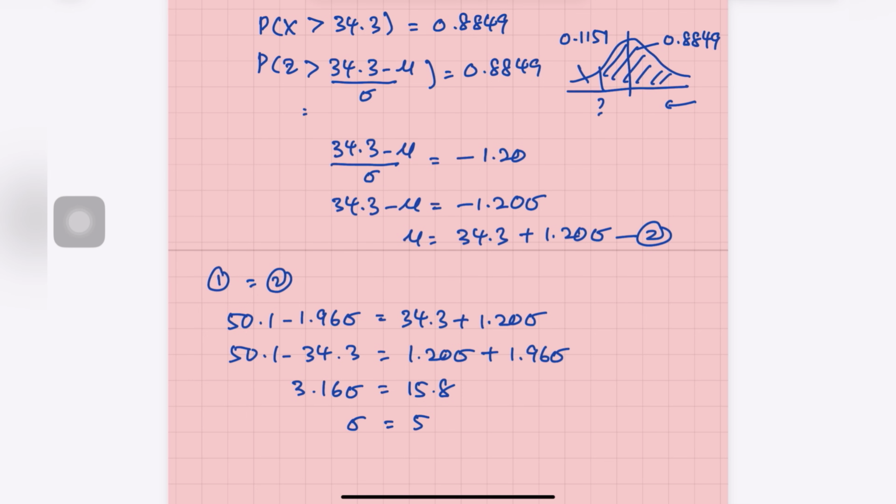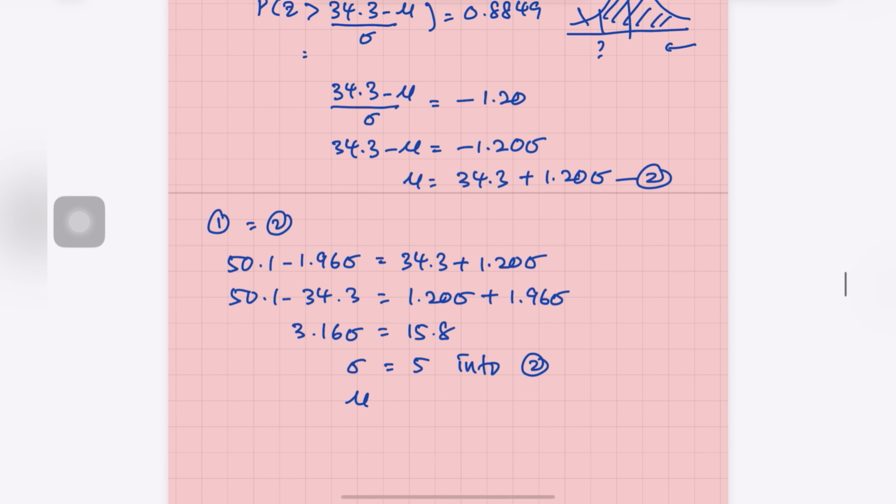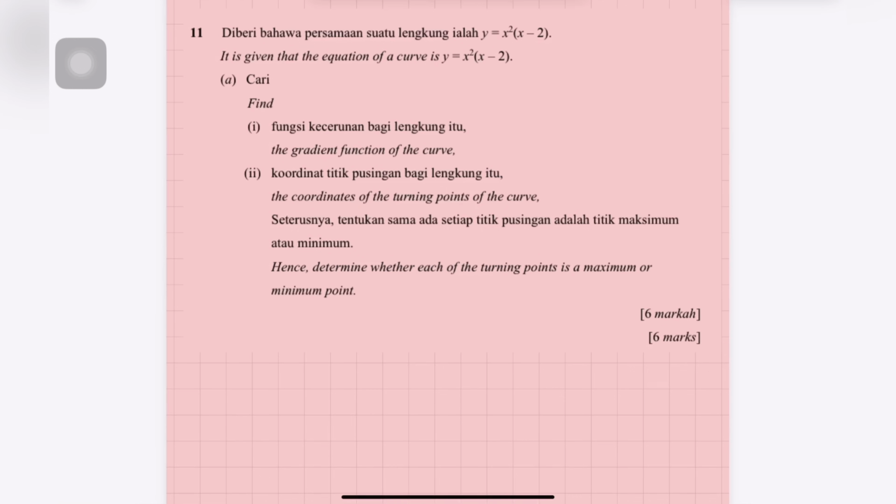Okay, so we can substitute sigma equals 5 into any one. Let's say I want to substitute into 2. Okay, so mu equals 34.3 plus 1.20 times 5. So the mean equals 40.3. So now we already have the value of the mean and the standard deviation.